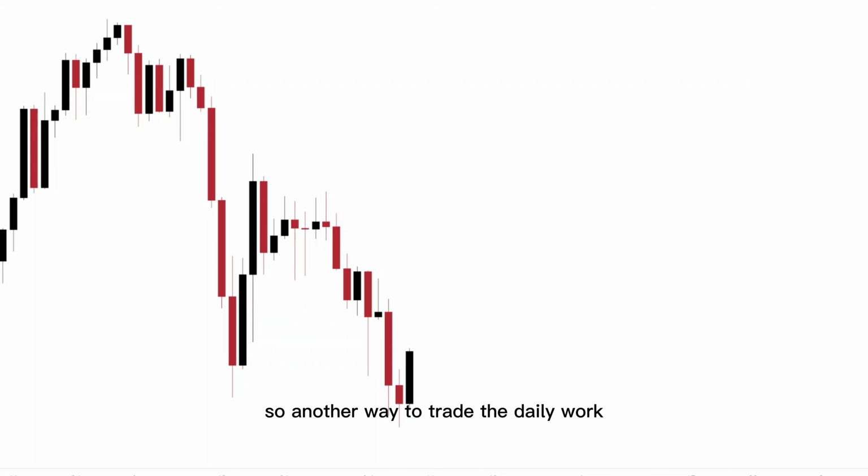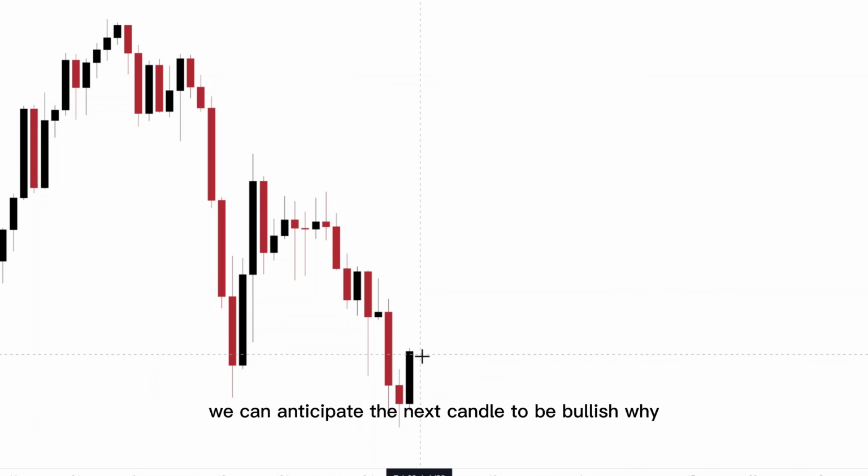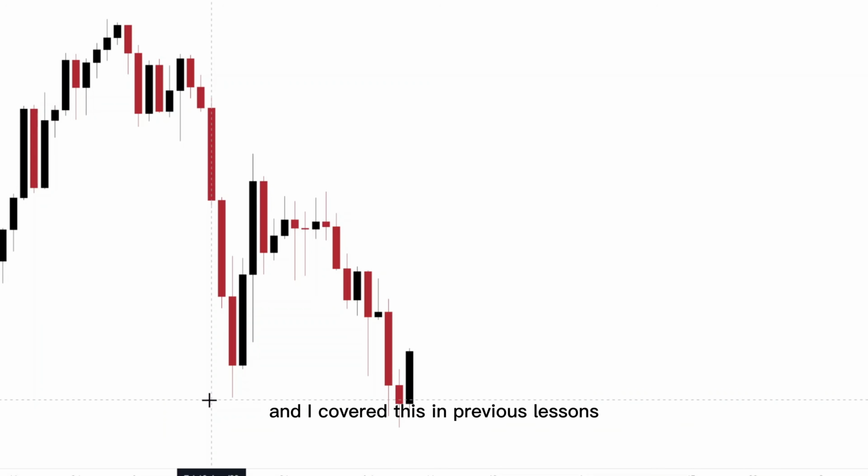So another way to trade the daily wick is to look for an unmitigated order block. So here we have a daily bullish candle. We can anticipate the next candle to be bullish. Why? I covered this in previous lessons, that's why we're not wasting time covering it.